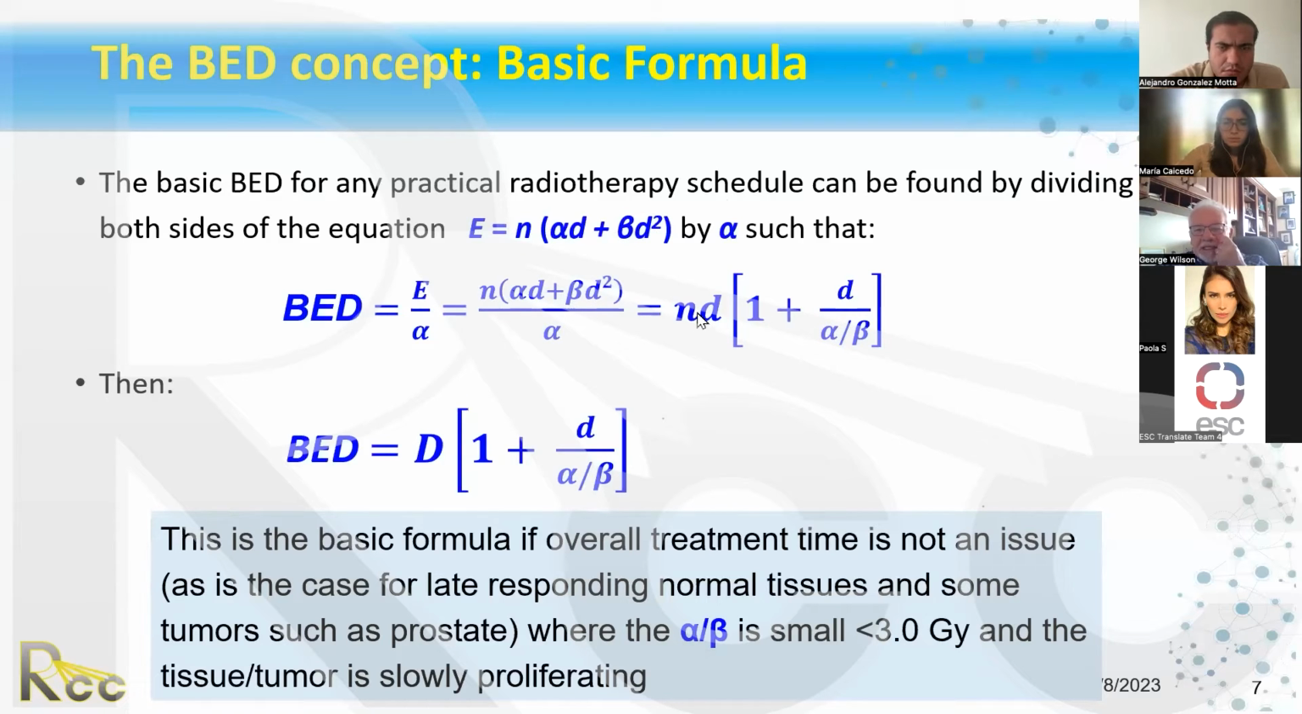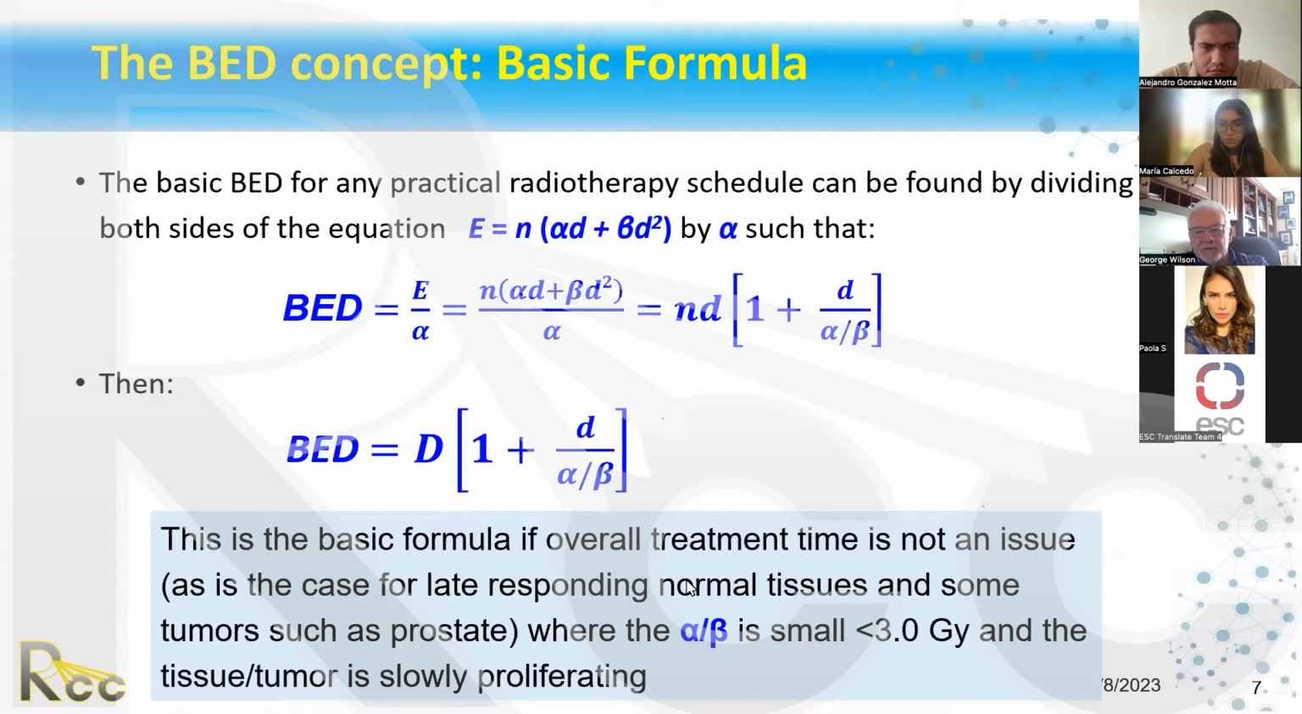So BED equals the number of fractions, the dose per fraction, and then 1 plus the dose per fraction divided by the alpha beta ratio of that particular tissue or tumor. So this is a standard BED calculation. We could obviously just reduce ND, number of fractions and dose per fraction, to just total dose. And so again, this is the standard BED formula derived from this calculation.